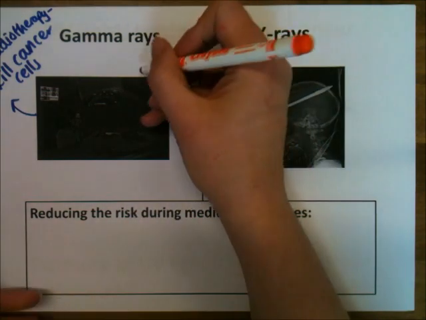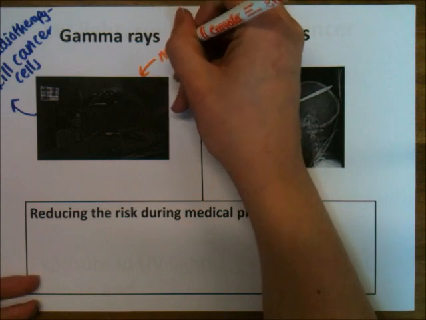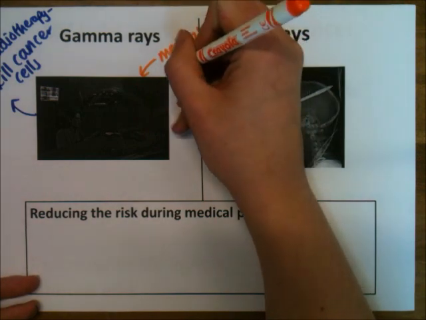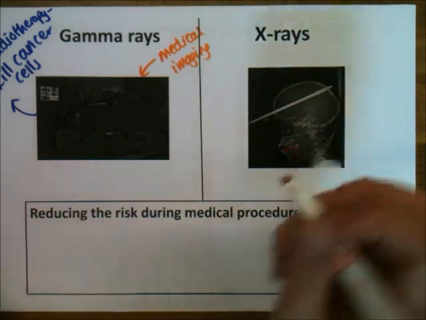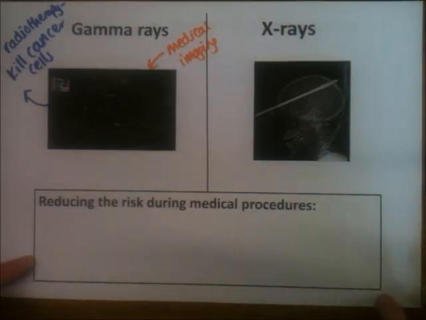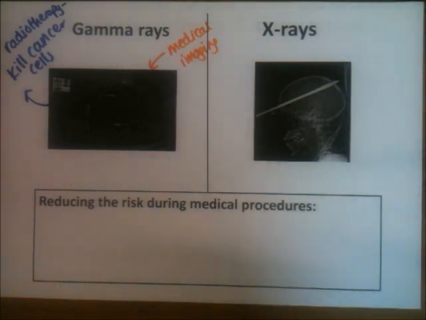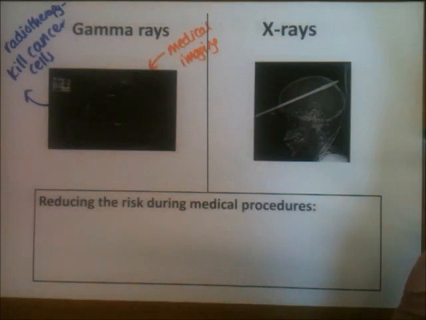They can also be used in medical imaging. So you can use a gamma camera to image inside your body. So they can be useful. The other probably more obvious use of ionising radiation is for X-rays. So X-rays are basically photographs, but done with X-rays.